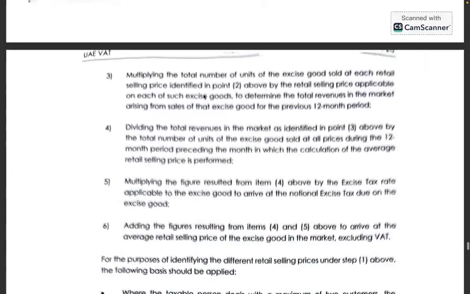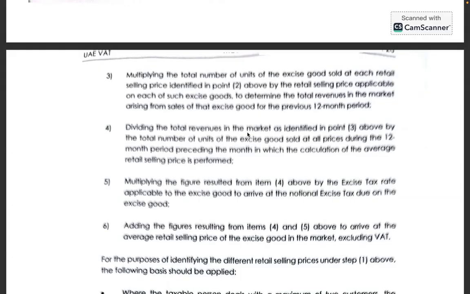Now, in the next step, multiplying the total number of units of the excise goods sold at each retail selling price identified in point 2 above by the retail selling price applicable on each of such excise goods to determine the total revenues in the market arising from the sales of that excise good for the previous 12-month period. So if you really think about it, this is a weighted average. We are multiplying each of those retail selling prices with the volume, the number of units that were sold, and we find out the actual revenue.